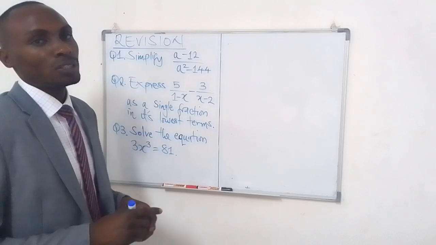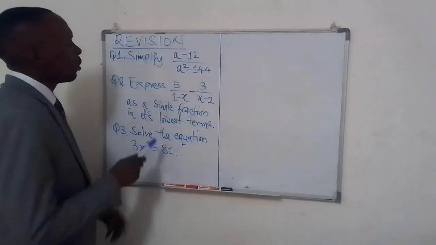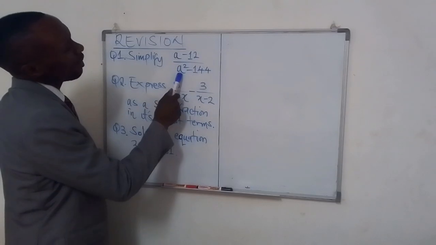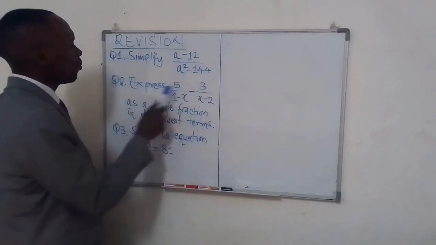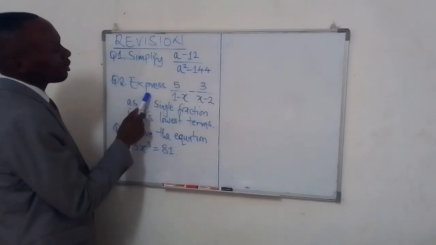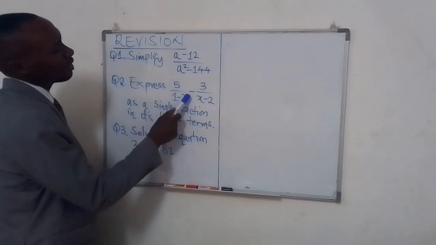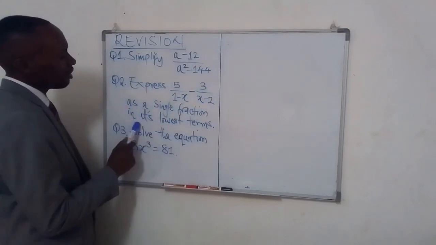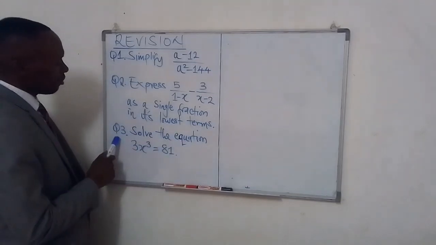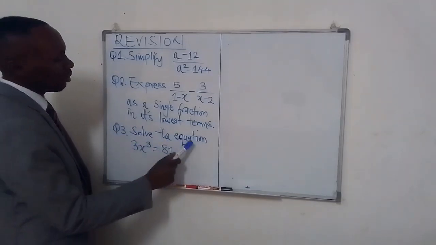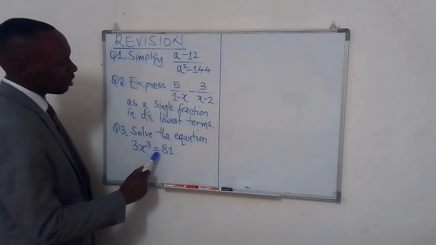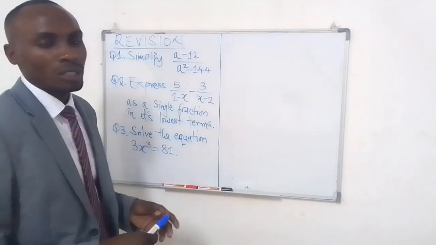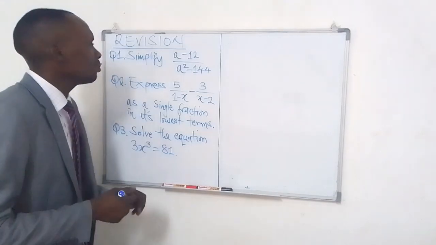In this video I want us to look at three questions. Question 1, simplify a minus 12 over a squared minus 144. Then question 2, express 5 over 1 minus x minus 3 over x minus 2 as a single fraction in its lowest terms. Then question 3, solve the equation 3x to the power 3 equal to 81. So follow through as I work out these three questions. So starting with question 1.